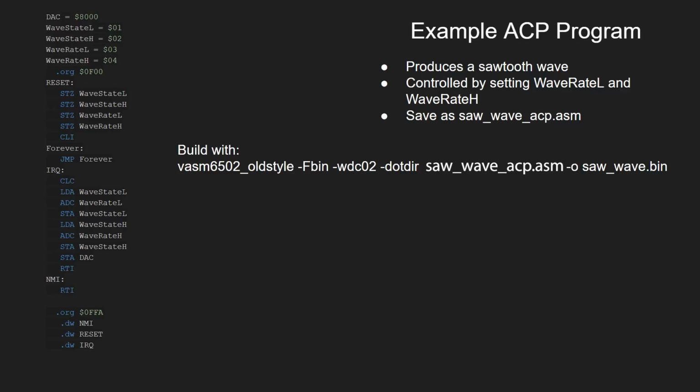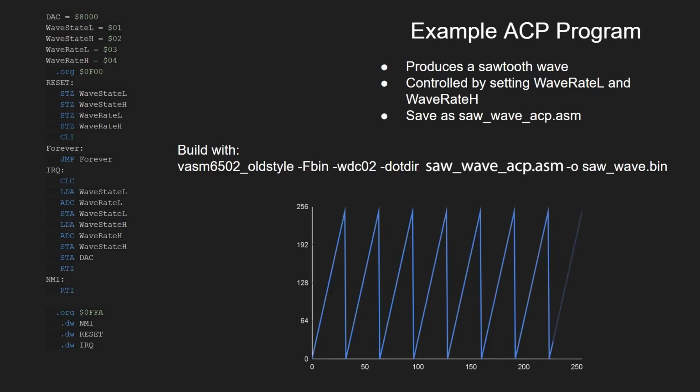Here's an example ACP program. It tracks a 16-bit counter labeled as wave state, L for low byte, and H for high byte. Every time a sample is computed, the 16-bit wave rate is added to wave state. Then the high byte of wave state is copied to the DAC buffer. As the wave state is incremented, it rises steadily before rolling back over to a low value. This produces a sawtooth-shaped waveform known for its characteristic buzzy or harsh sound. The program is written in its own assembly file and compiled to a separate binary.